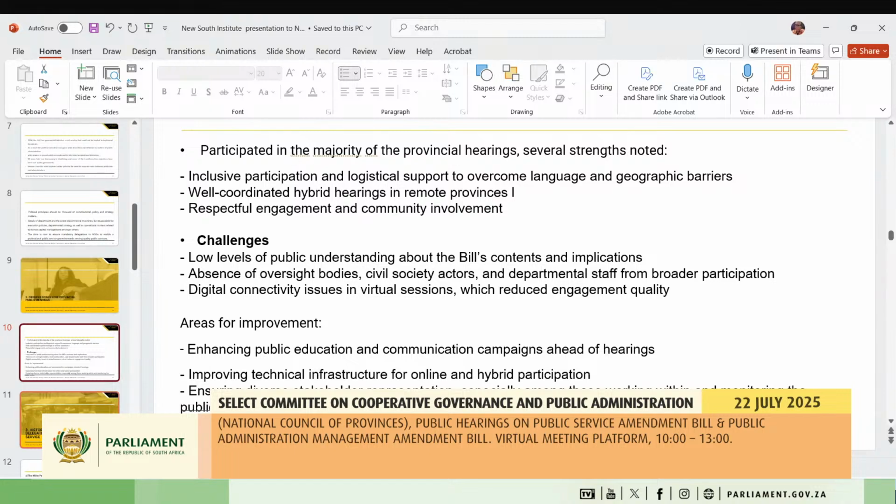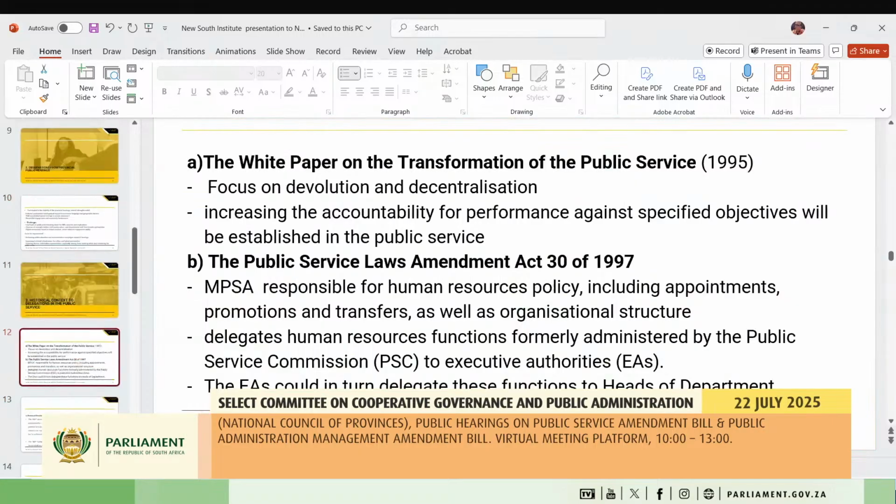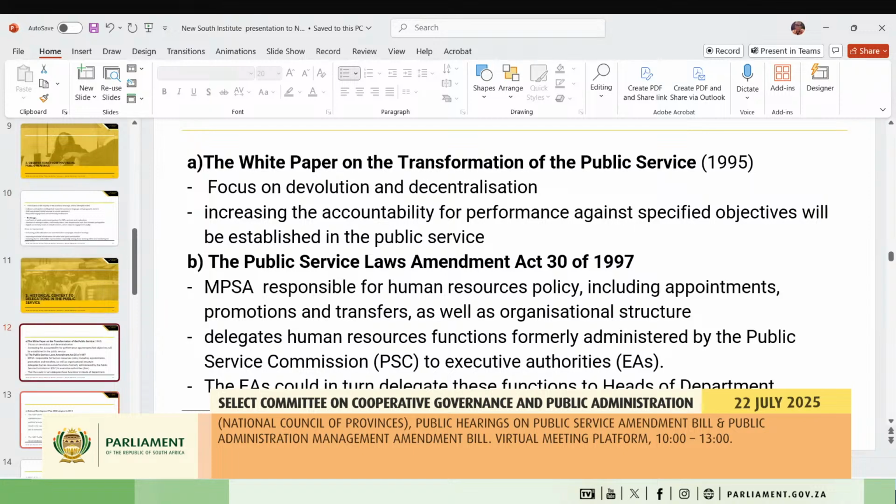There were also digital connectivity issues in some of the virtual sessions, which reduced the quality of engagement. Those are some areas of improvement: enhancing public education and communication campaigns ahead of hearings so that people are prepared, improving technical infrastructure for online and hybrid participation, and ensuring diverse stakeholder representation, especially among those working within the sector that the legislation is affecting.